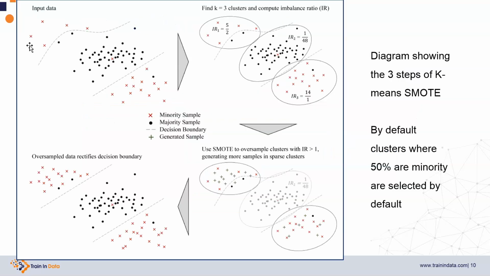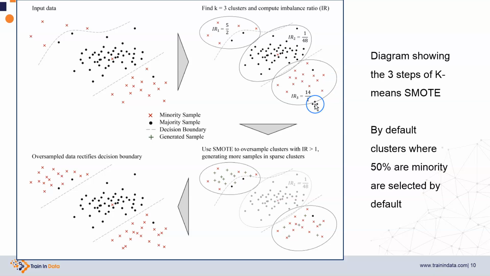Here we have a diagram that I took from the article of the creators of this algorithm that shows the 3 steps of K-Means SMOTE. We have a nice dataset that contains minority and majority observations and 3 naturally occurring clusters, and all of them have observations of both classes. So the first step is to use K-means to identify those clusters, as you see here.